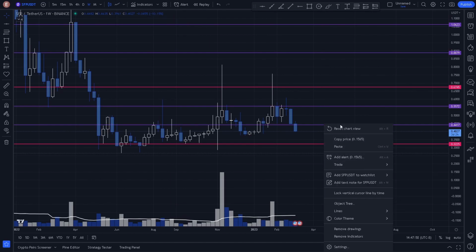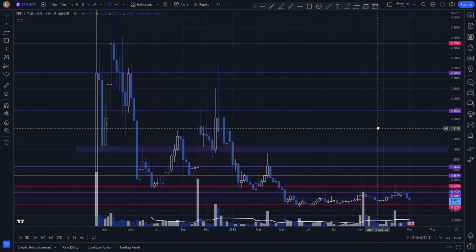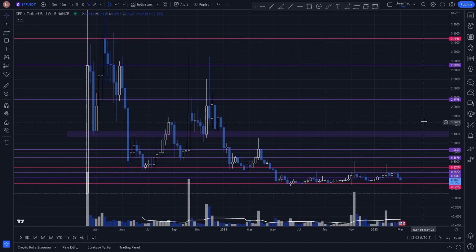So, zooming out, these are all the key levels plotted on our monthly and weekly chart.